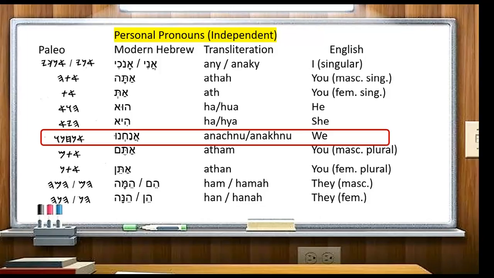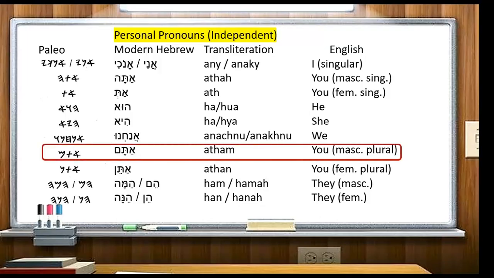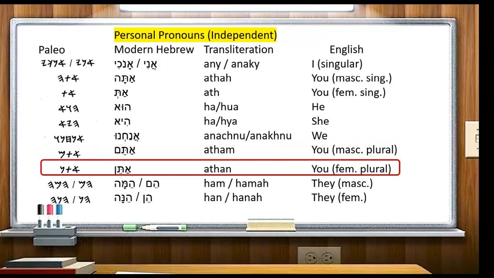So anachnu means we. Then, of course, you have the plural versions of saying the word you. So the collective pronouns, which would be atham for masculine plural, or referring to males, and athan for feminine plural, referring to a group of females. And when the groups are mixed, the masculine form always takes precedence, whether it is a group of boys and girls or a group of men and women.